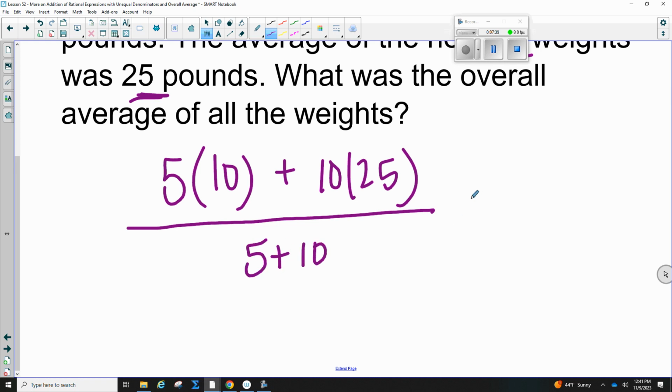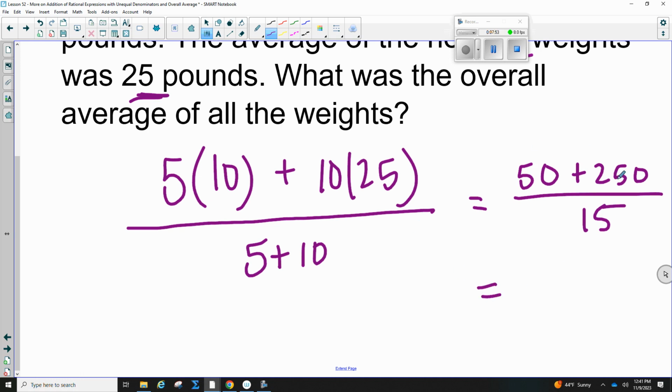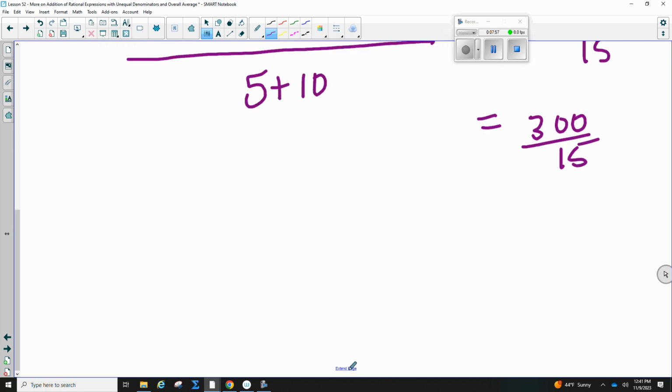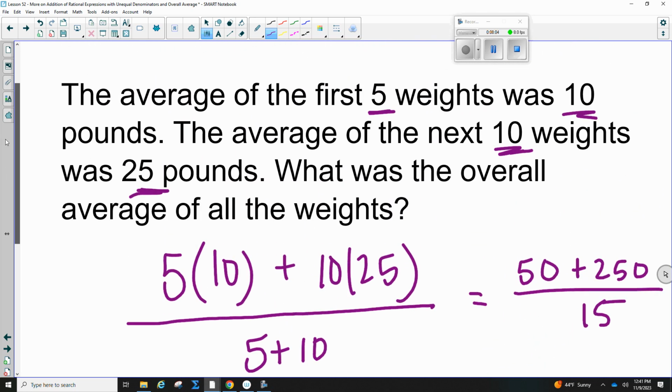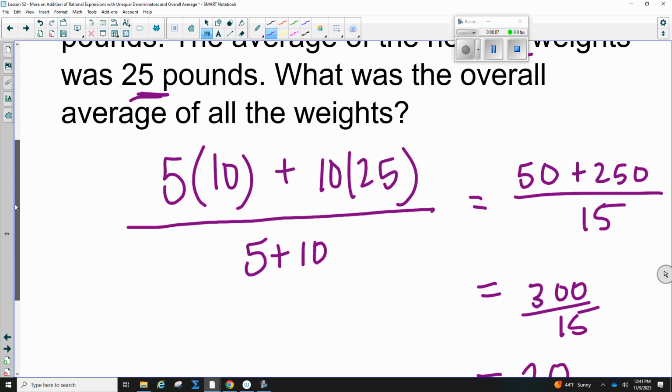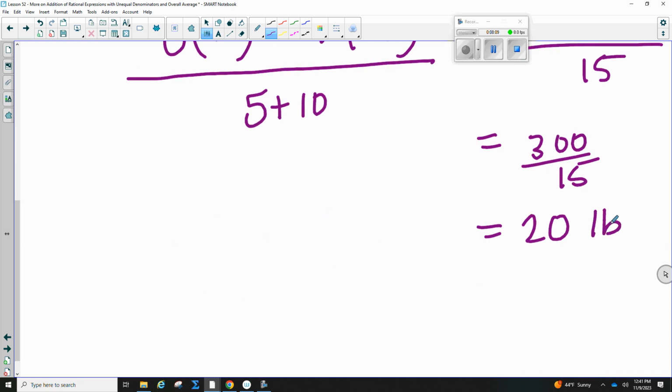All right, so 5 times 10 is 50. 10 times 25 is 250, and we divide that by 15. All right, so 50 plus 250, you have to add that first, is 300. And then we divide by 15, which gives me 20. And then we probably need some units. So this is talking about the average of the weights in pounds. So 20 pounds.